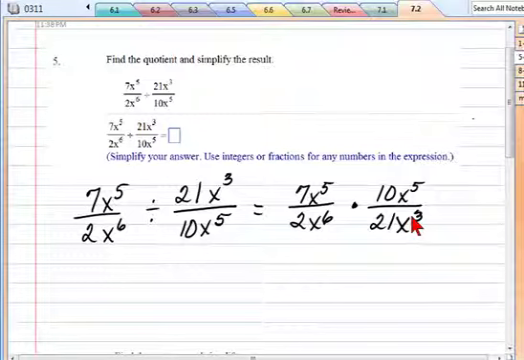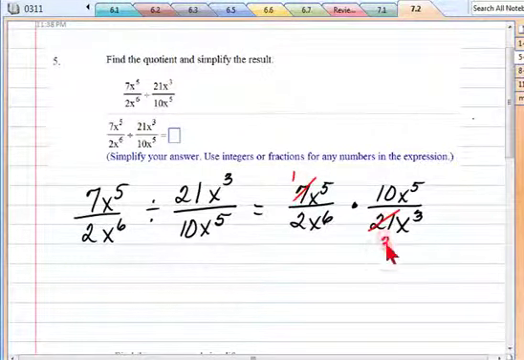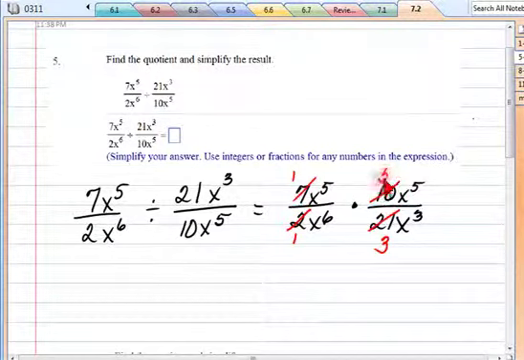These are those monomials again. These are not pluses and minuses, so I can go straight in there looking for common factors. What do you see? Let's do numbers first. 7 and 21. 7 goes into itself once. 7 goes into 21 3 times. What else do you see with numbers? 2 and 10. 2 goes into 2 once. 2 goes into 10 5 times.